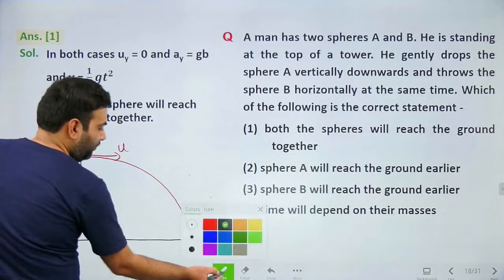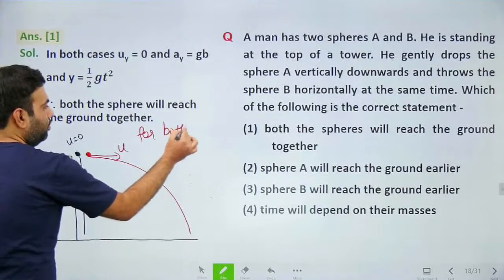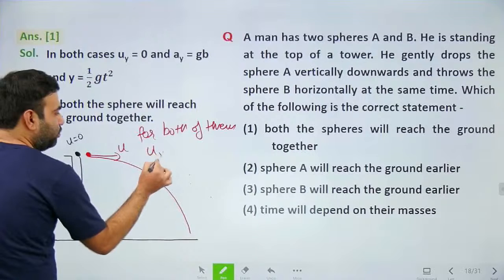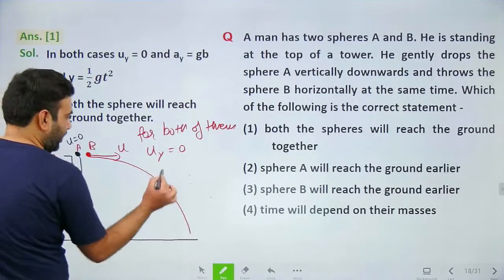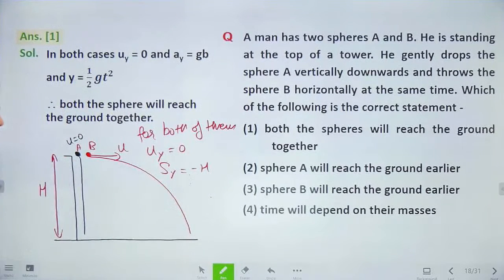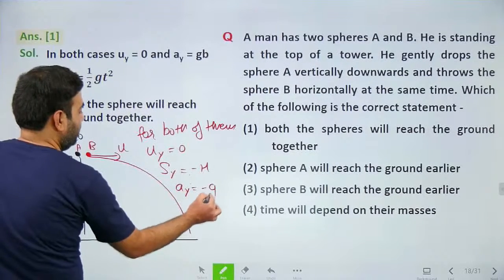For both of them, the initial velocity in y direction is 0. This is B, this is A. To reach the ground, both of them need to travel height h. So from their initial position to final position, the displacement in y direction is minus h, and for both of them, the acceleration in y direction is minus g.